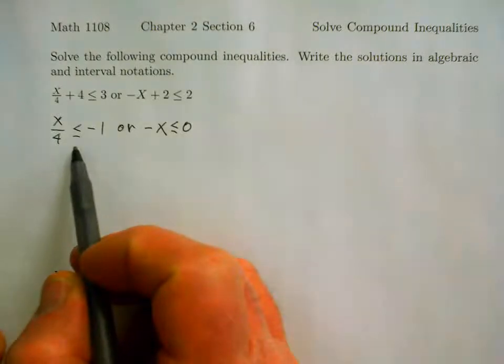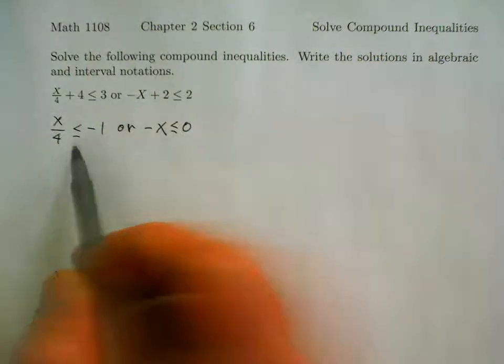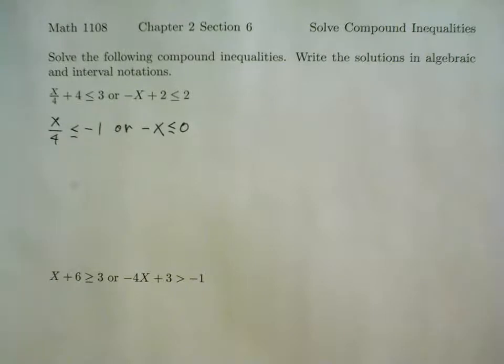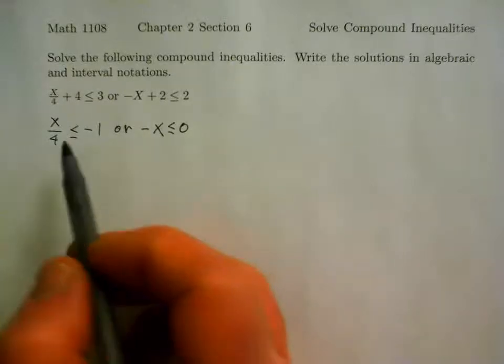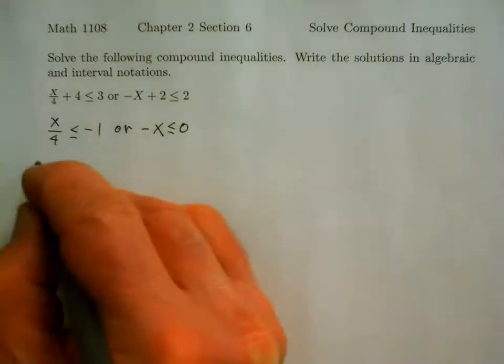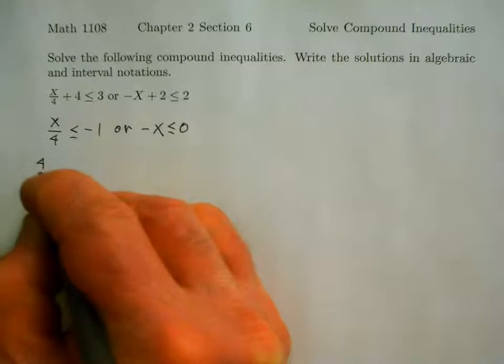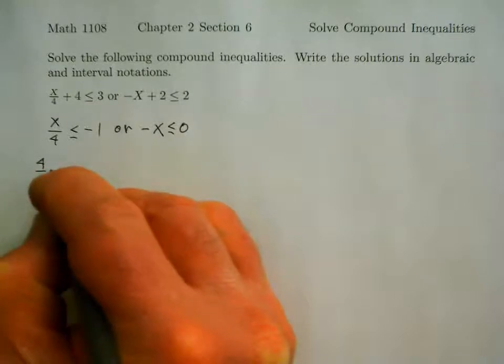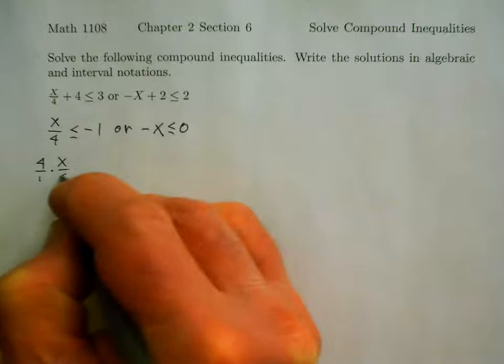On the left, what should we do? So to solve x over 4 less than or equal to negative 1, we can multiply both sides by 4. Okay, I'll go ahead and put a little bit of detail into it. We're going to multiply by 4 on both sides.